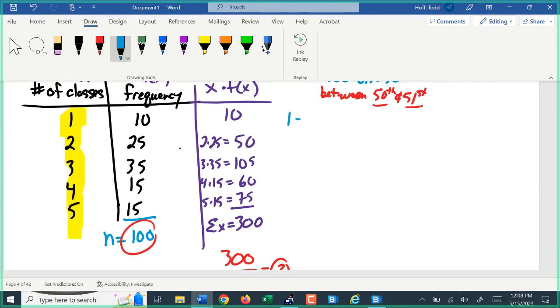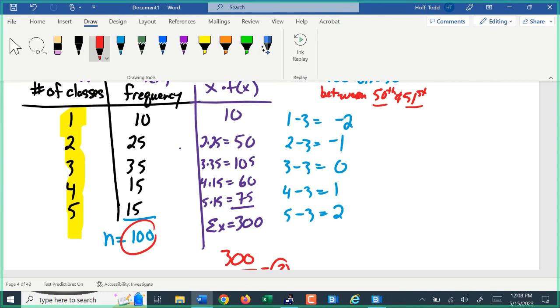So we have 1 minus 3 is negative 2. 2 minus 3 is negative 1. 3 minus 3 is 0. 4 minus 3 is 1. 5 minus 3 is 2. So those are our deviations.